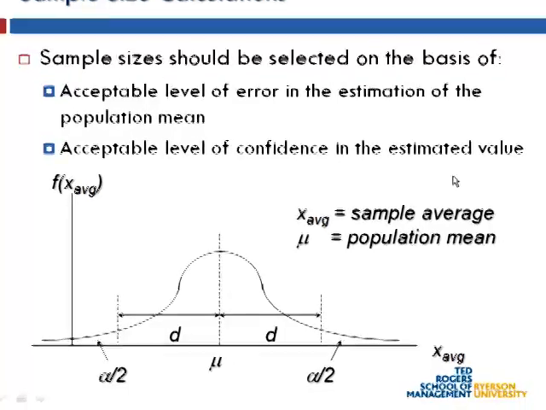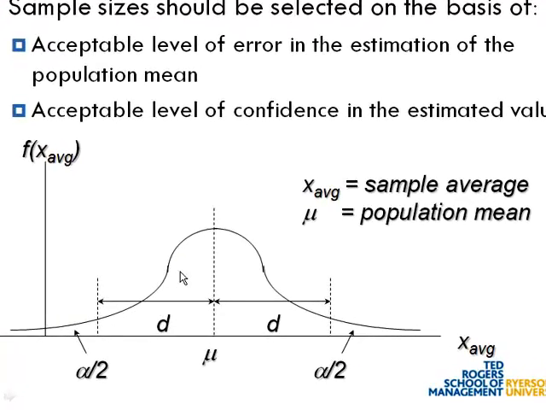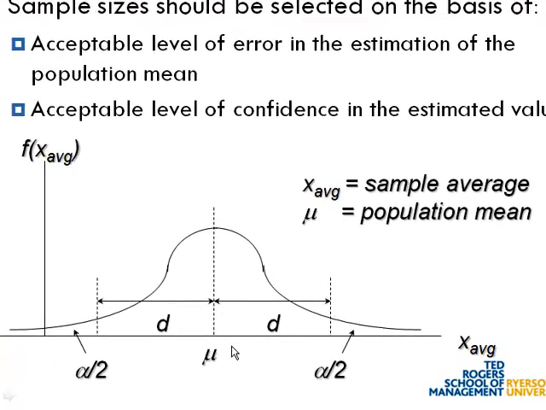So if you were to focus on the slide here, if the population mean is given by mu and the sample average is x average, our goal is to make sure that the sample average is close enough to the mean and is therefore representative of the mean of the population, so that when we draw inferences based on the sample, it has some meaningful interpretation for the population as well.